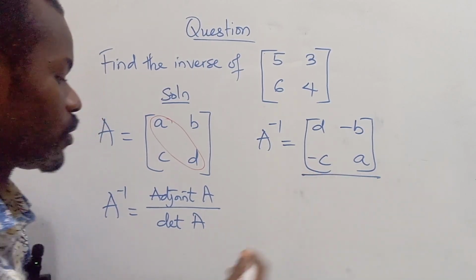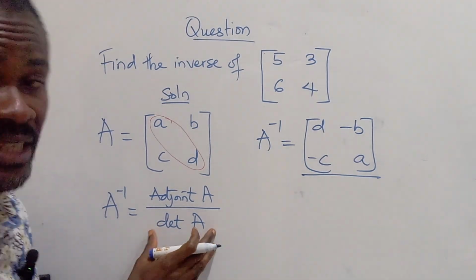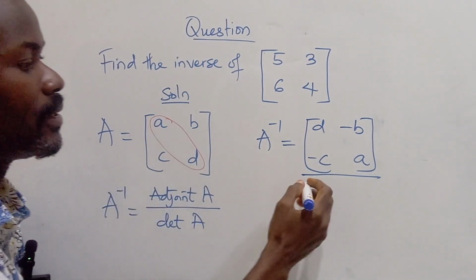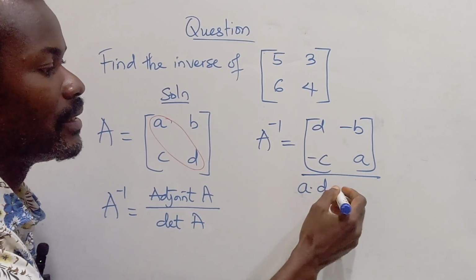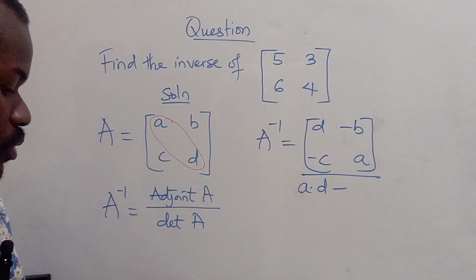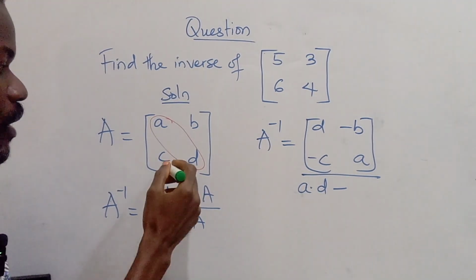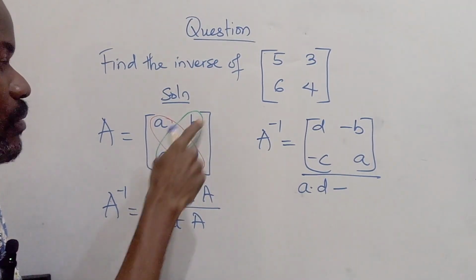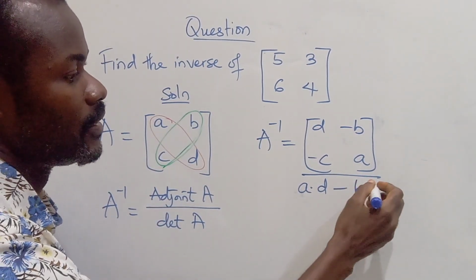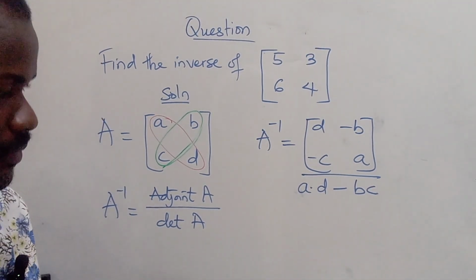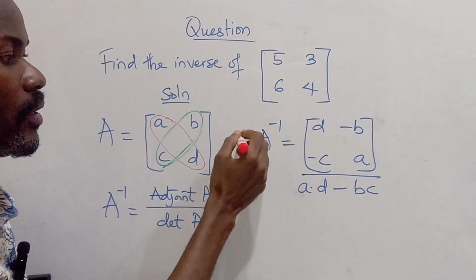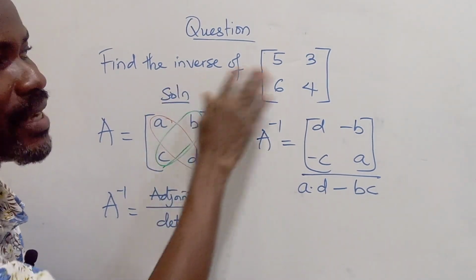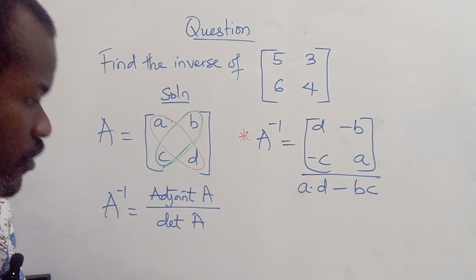Now divide by what? The determinant. For the determinant of A, all you need to do is cross multiply. So D will multiply A, so say A multiplied by D, subtract, now we are going to still multiply this other diagonal. So we are going to have C multiplied by B, which is BC. So the formula that we have gotten here is the formula method with which we can solve the inverse of a 2 by 2 matrix.